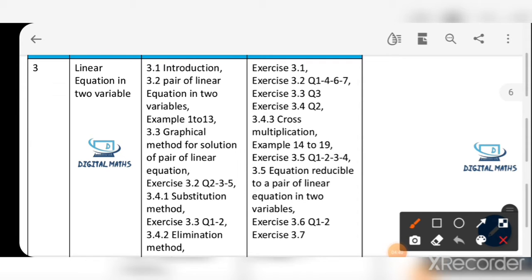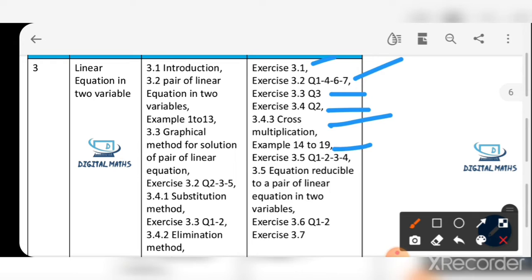Now we have to see the removed portion from chapter number 3, linear equations in two variables. First, exercise 3.1 removed. Exercise 3.2 questions 1, 4, 6, 7 removed. Exercise 3.3 question 3 removed. Exercise 3.4 question 2 removed. 3.4.3 cross multiplication method removed. Friends, it is a very important method for all your standards. Cross multiplication is removed from chapter number 3 in standard 10th.